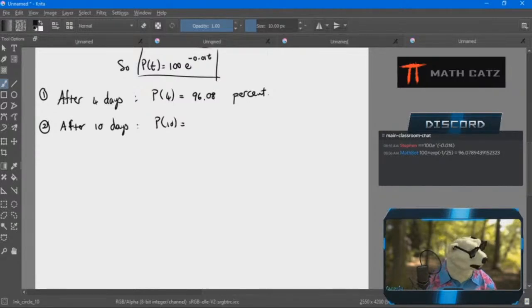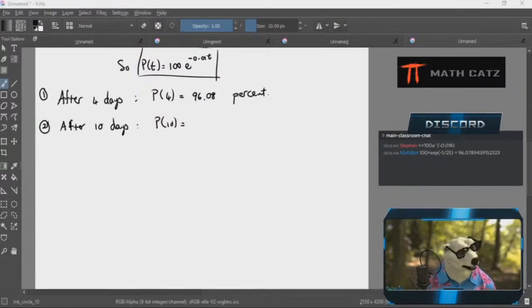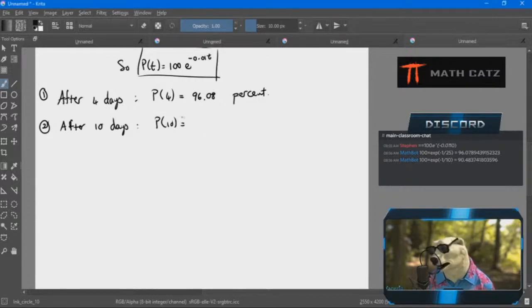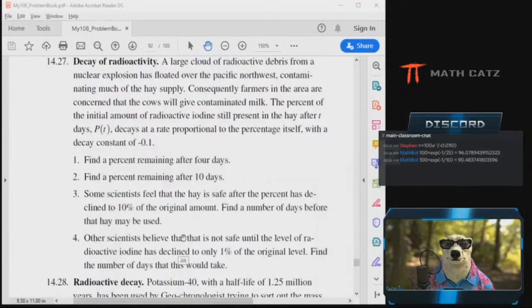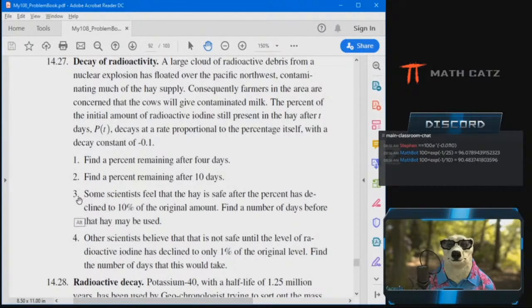And for the other one, we get 90.48%. All right, so a basic plug in a time value and get how the amount has changed. That is definitely the most basic kind of question. Let's see what else they have here. So we've done that.